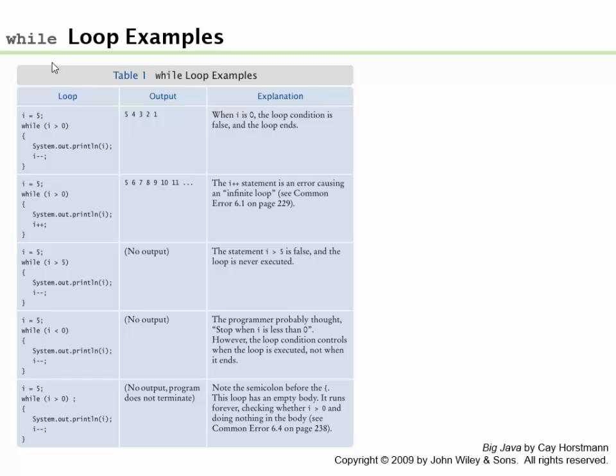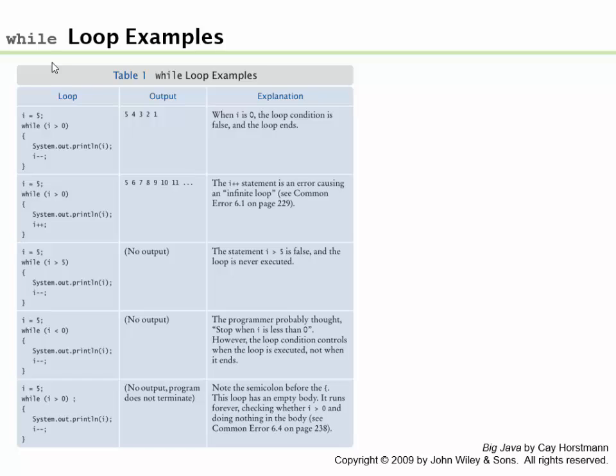Here we set I to 5. We say, while I is greater than or equal to 0, we print it out, and then we subtract from I. So we're counting backwards. So your output's going to be 5, 4, 3, 2, 1. Once it gets to 0, 0 is not greater than 0, so it stops at that point.